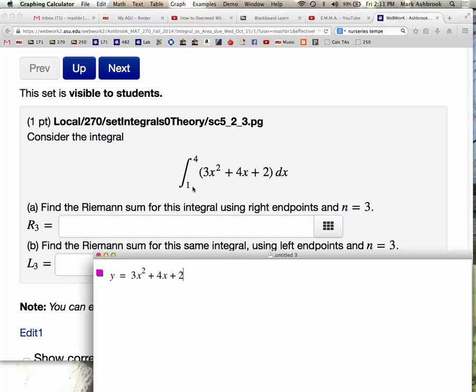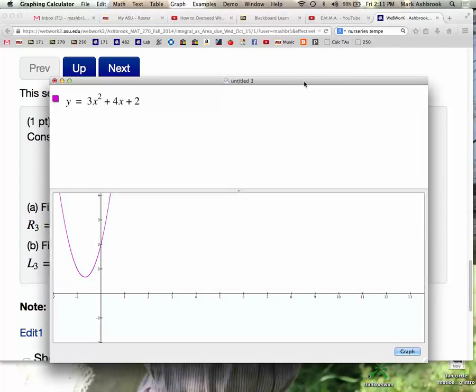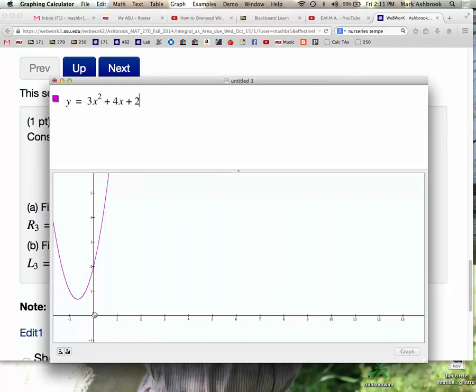So this is nice and easy. What will the width of each interval be? We're going from 1 to 4 with 3 intervals. So that's real easy. So here's that graph, let me get a better view of it. Too much. Need to do this. There we go.